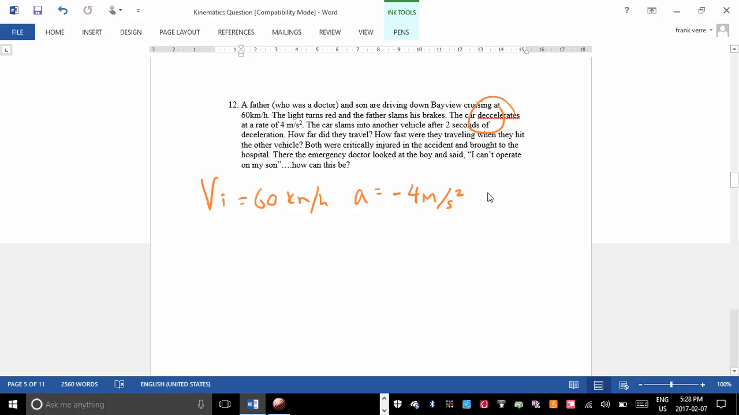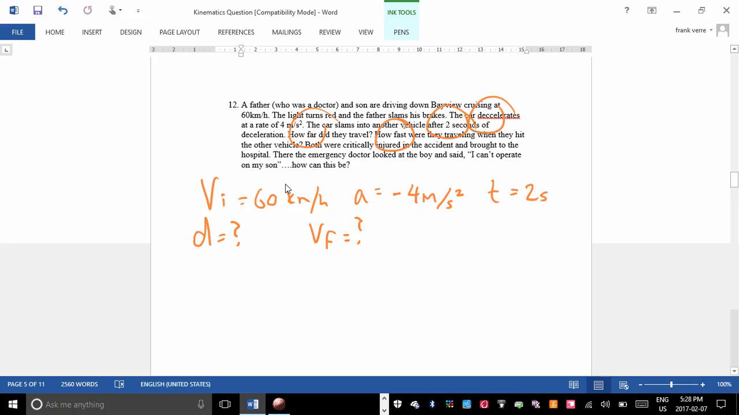The car hits another vehicle after 2 seconds. And one of the questions is, how far did they travel? And the other part of the question is, how fast? What was that final speed?